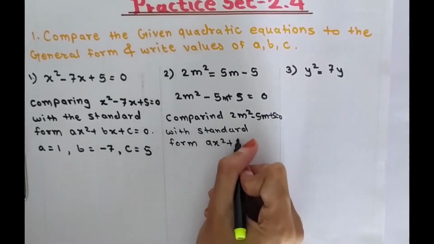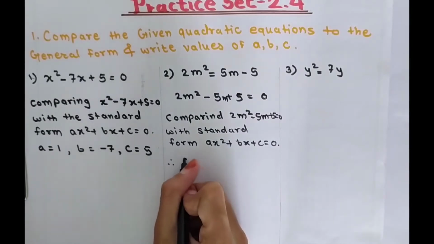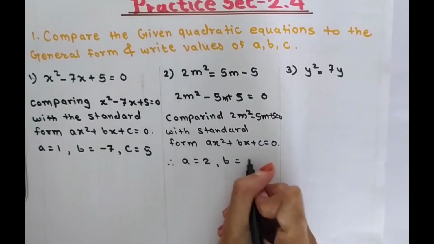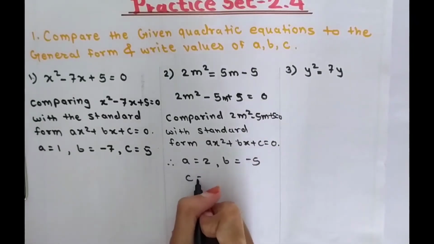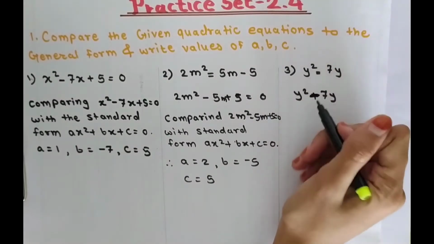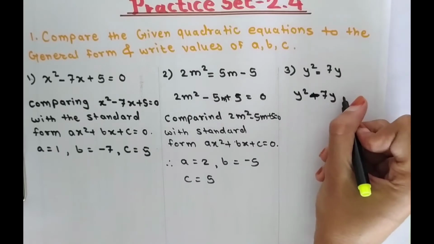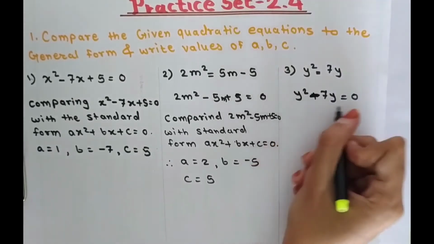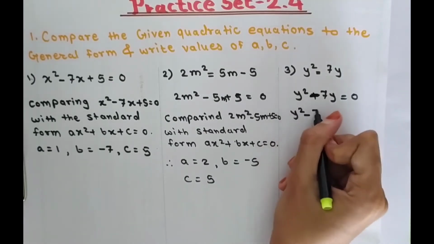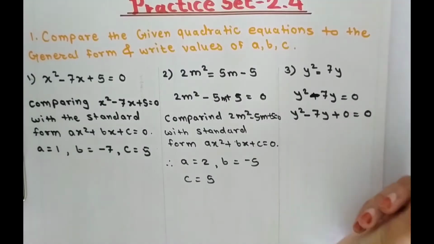ax square plus bx plus c is equal to 0. Therefore, a is equal to 2, b is equal to minus 5 and c is equal to 5. Next question is y square is equal to 7y. So y square minus 7y is equal to 0. Now here the c term is not there, so we write y square minus 7y plus 0 is equal to 0.